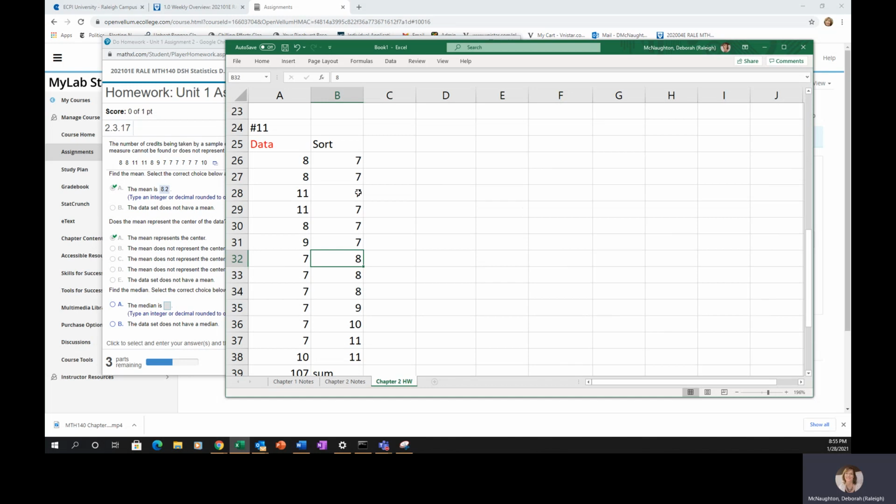So 1, 2, 3, 4, 5, 6. 1, 2, 3, 4, 5, 6. So I have 6 below, 6 above. Here is my median. Okay, so that's one way to get it.